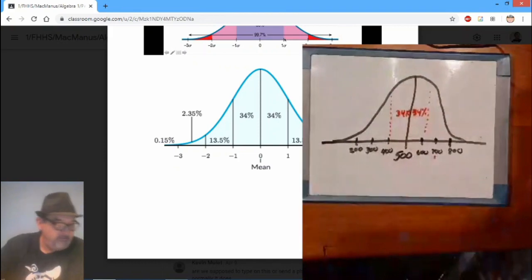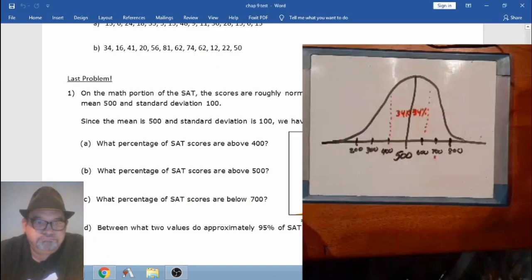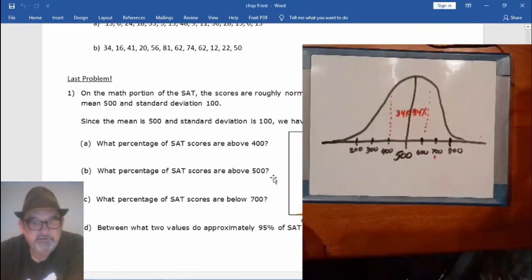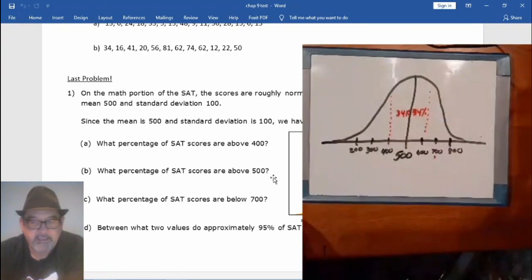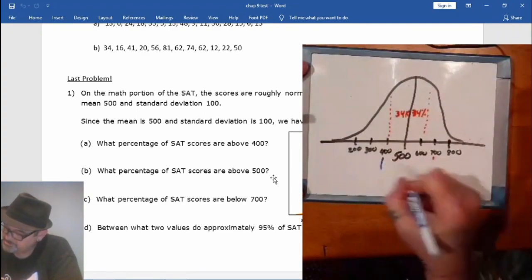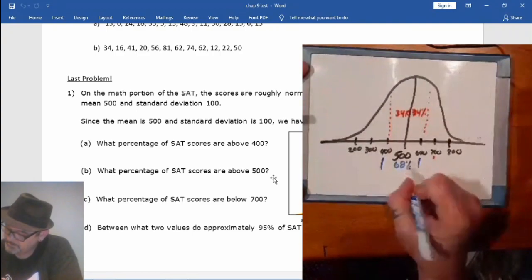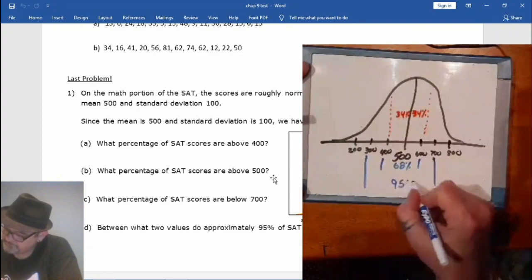All right? And I think there's one more, guys. Let's see. Aha. Between what 2 values do approximately 95% of SAT scores lie? Pretty easy here. They kind of give it to you on the chart itself. 95% of the data are between the second deviation on the right and the second deviation on the left. So here's our first standard deviation here. That's 68%. When we get to the second standard deviation out here, that's 95%.